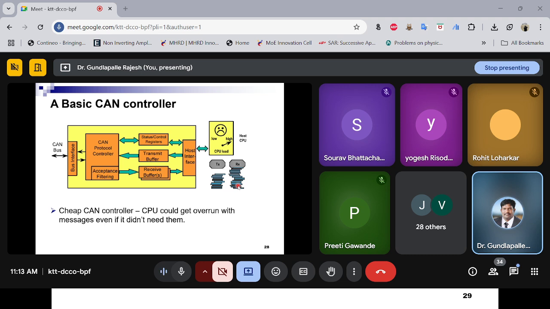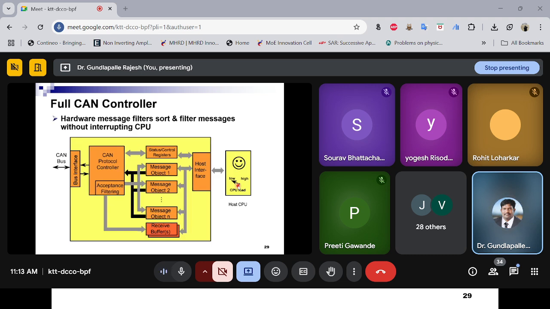This is the full CAN controller architecture. The hardware message filter sorts and filters a message without interrupting the CPU. CPU here means your CAN protocol controller itself. So you have status and control registers.